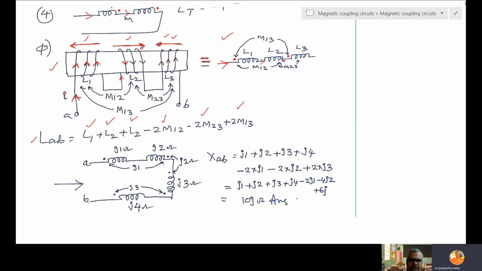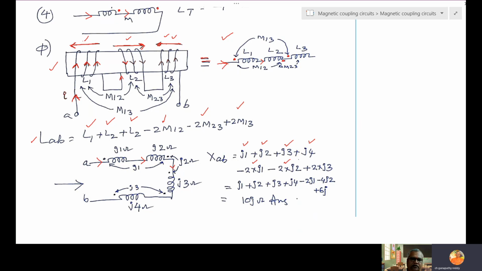XAB, reactance across AB. So what is XAB? J1, J2, then J3, J4. All these are self. Now these two coupled with J1, these two coupled with J2, these two coupled with J3. So this coupling, how? Entering at dotted, entering at undotted. So minus 2 into J1. Next, here entering at undotted, again entering at dotted, minus. So minus 2 into J2.